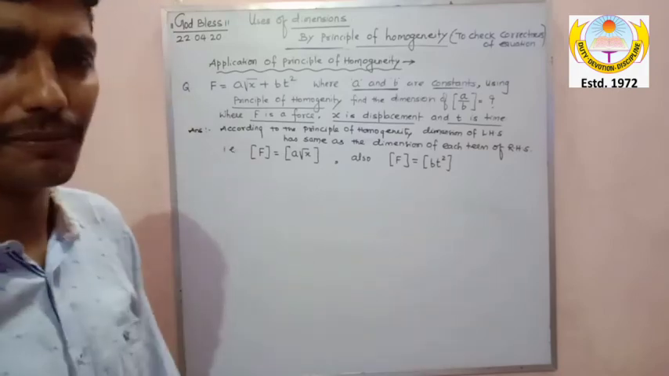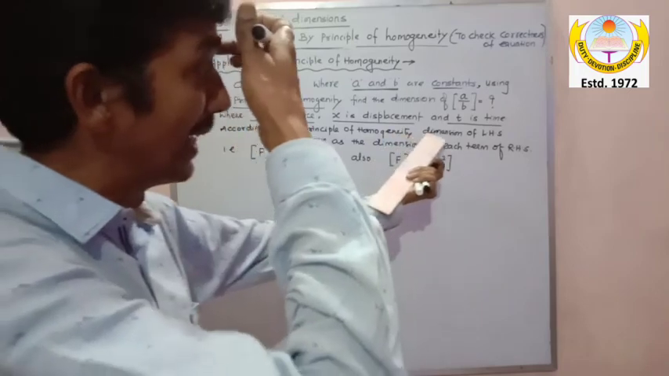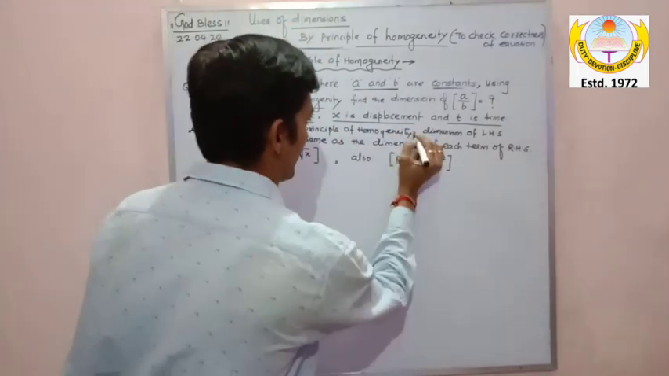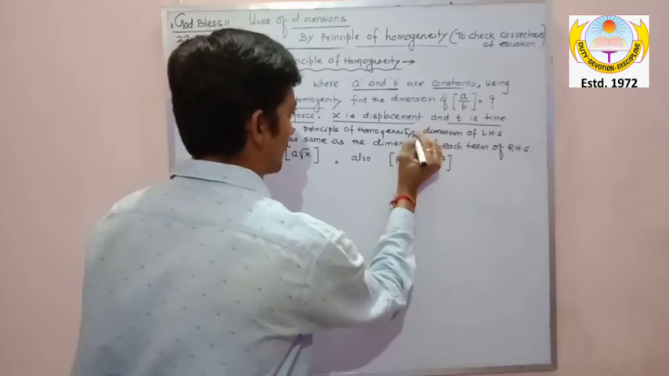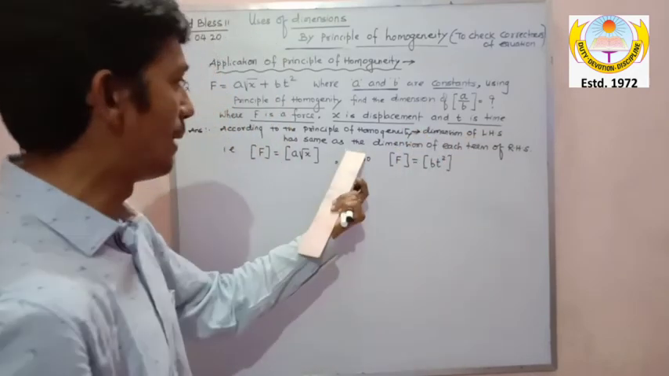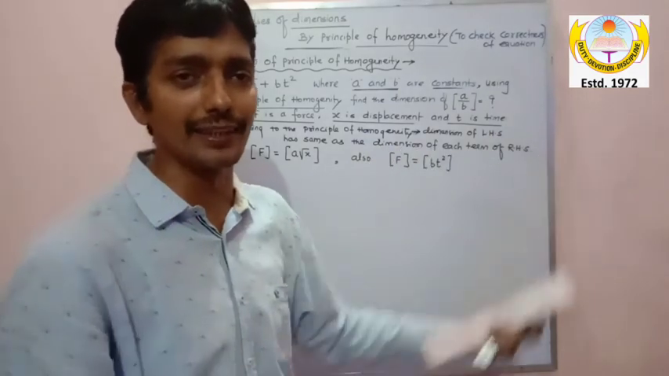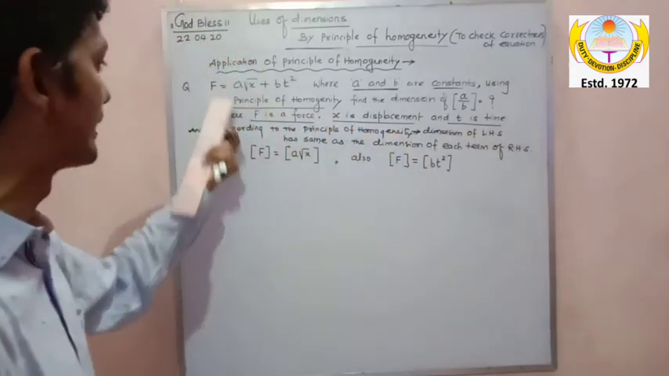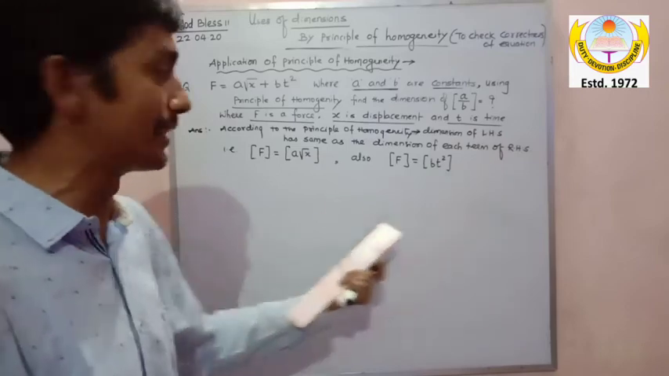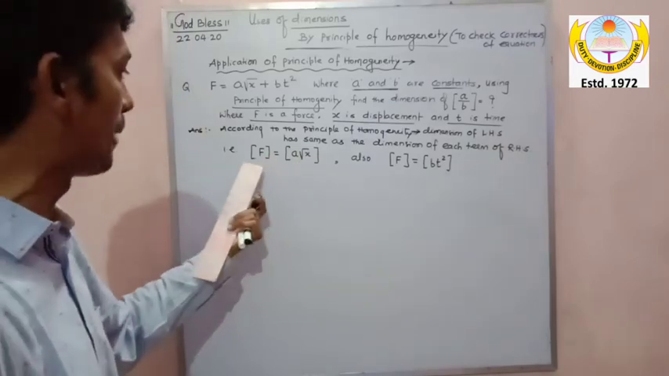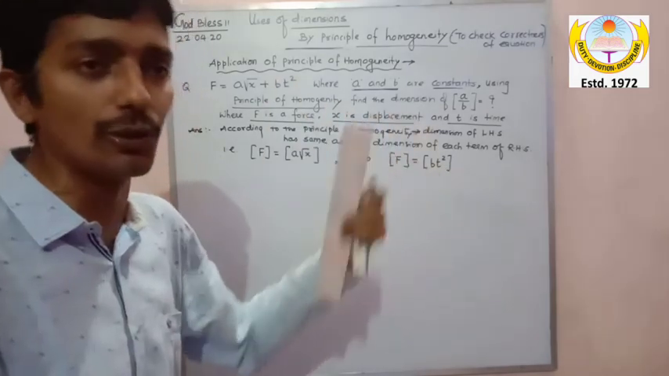Okay, no issue. Now it's clear that in the LHS there is one term, so I have written directly that according to the principle of homogeneity. What is the principle of homogeneity? The dimension of LHS is the same as the dimension of each term of RHS. So the dimension of LHS here in the question is the dimension of F, and it is equal to the dimension of each term of RHS. The first term of RHS is A root X, so the dimension of F is equal to A root X, and the dimension of F is equal to BT square also.